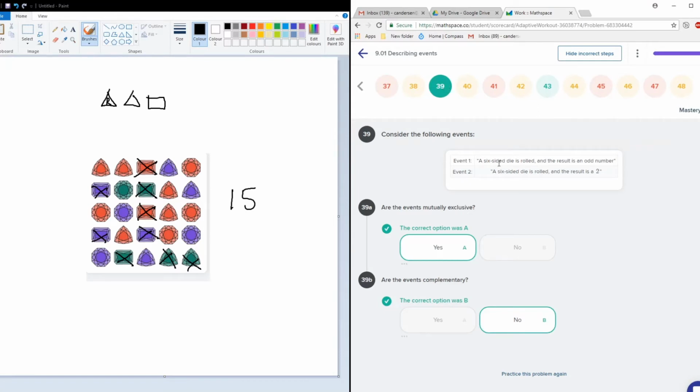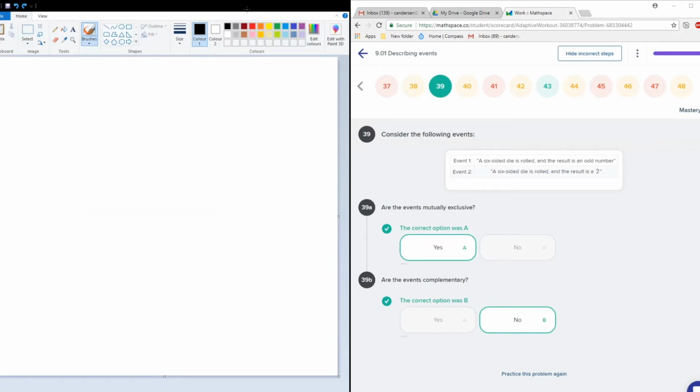But this question here, it says, consider the following event. A 6-sided dice is rolled, and the result is an odd number. And event number 2, a 6-sided die is rolled, and the result is a 2. The question is this mutually exclusive? Now, what is mutually exclusive? Mutually exclusive means that it cannot happen at the same time.